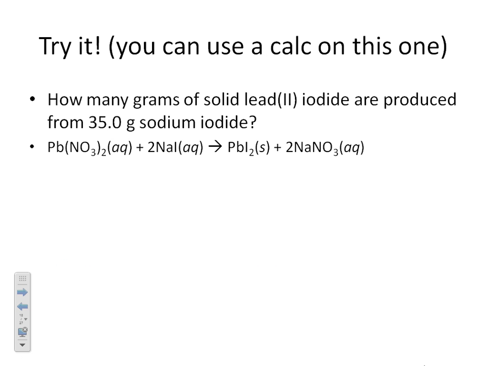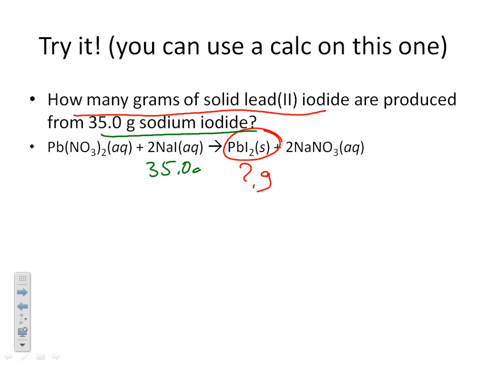So going back to this problem, how many grams of solid lead 2 iodide are produced from 35 grams of sodium iodide? So we've got our balanced equation. Balanced equation is given to us in this problem. Sometimes it's given to you, sometimes it's not. Interpreting the problem, how many grams of solid lead 2 iodide? Looking at this, our lead 2 iodide is right here. So we're looking for the mass of that. We're trying to figure out the mass of that. And it says we're starting with the 35 grams of sodium iodide. So we're starting with the NaI.